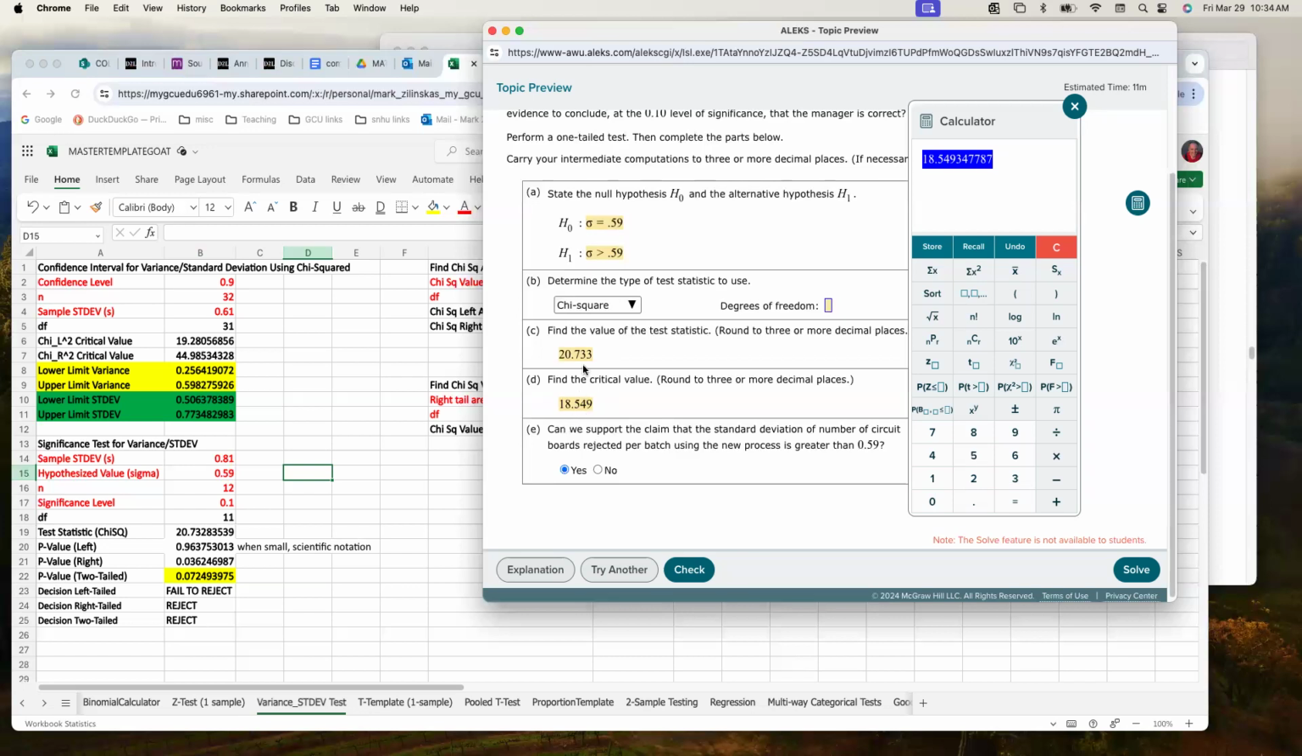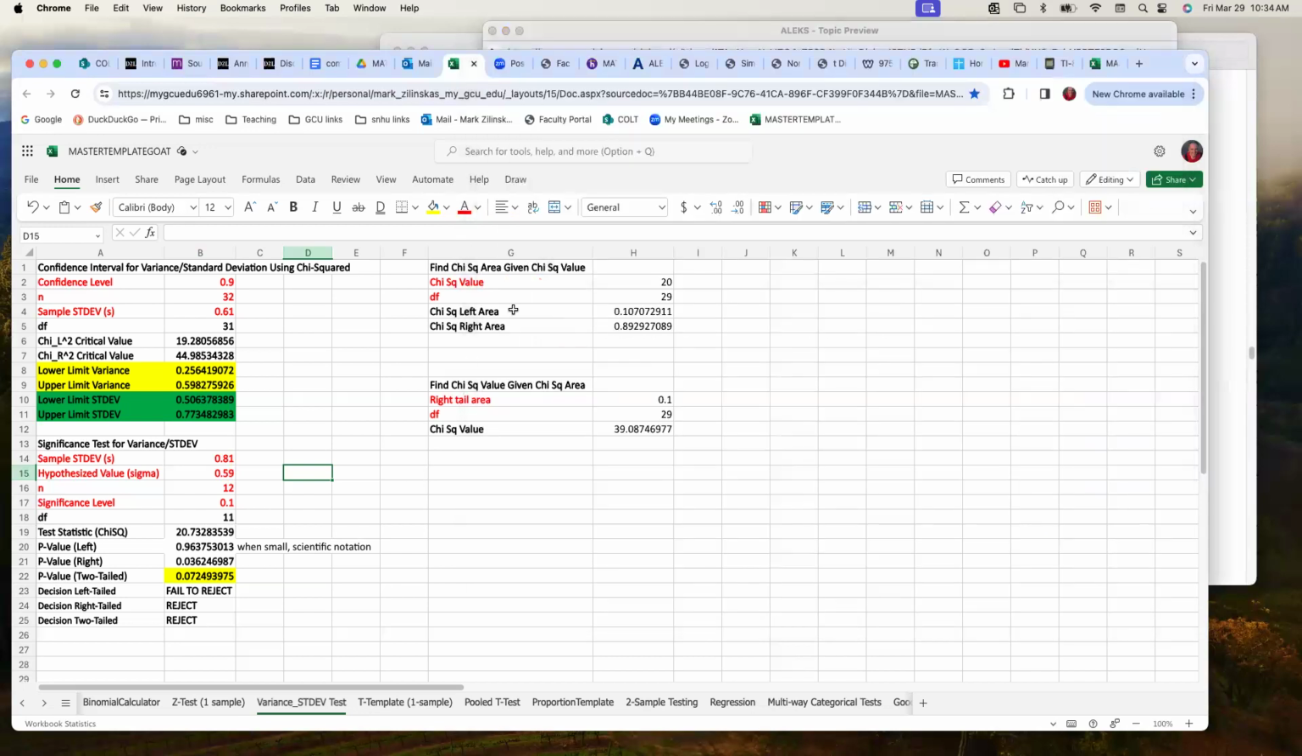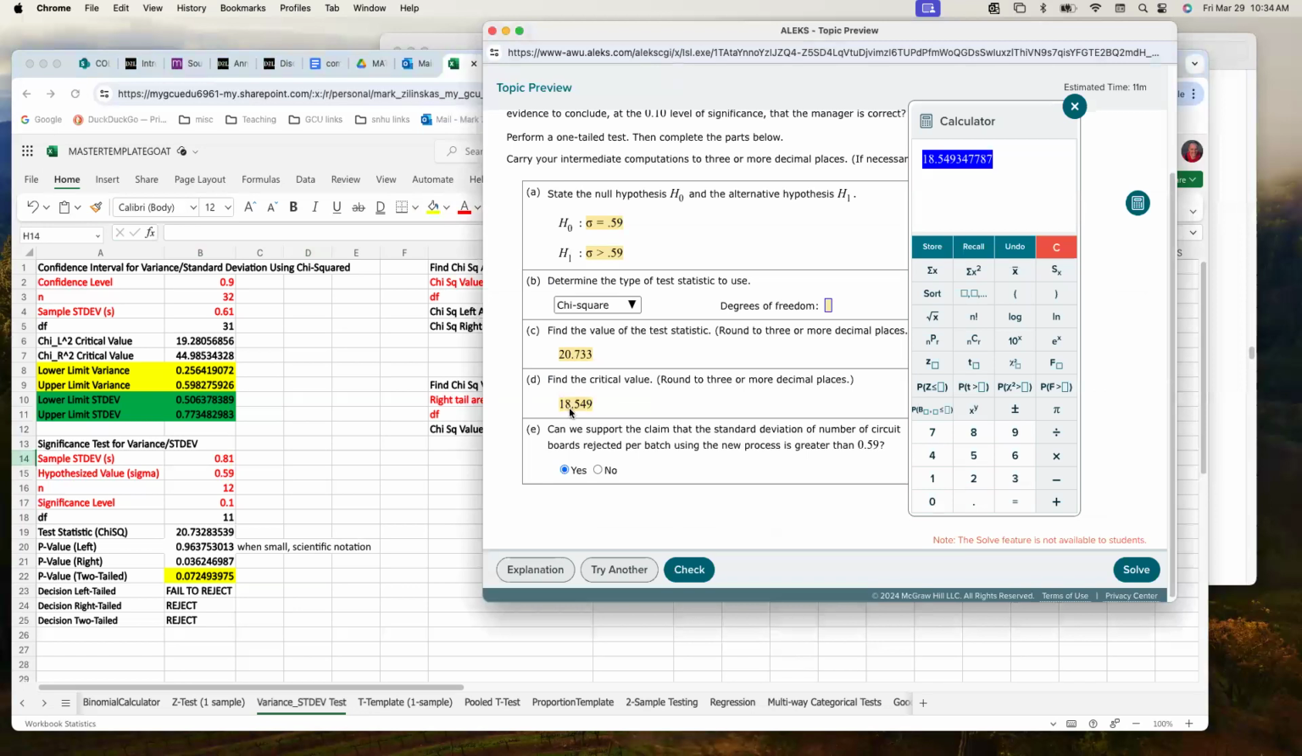So that means the p-value for this is going to be less than the p-value for this. And we know the p-value of this is 0.10 because we just found it here. So let's see how we get the 18.549. We want to find a chi-squared value given a chi-squared area. So if the right tail is 0.01 and our degrees of freedom are 12, or no, 11, like they are over here, here's the 17.275, which is what we have in here.